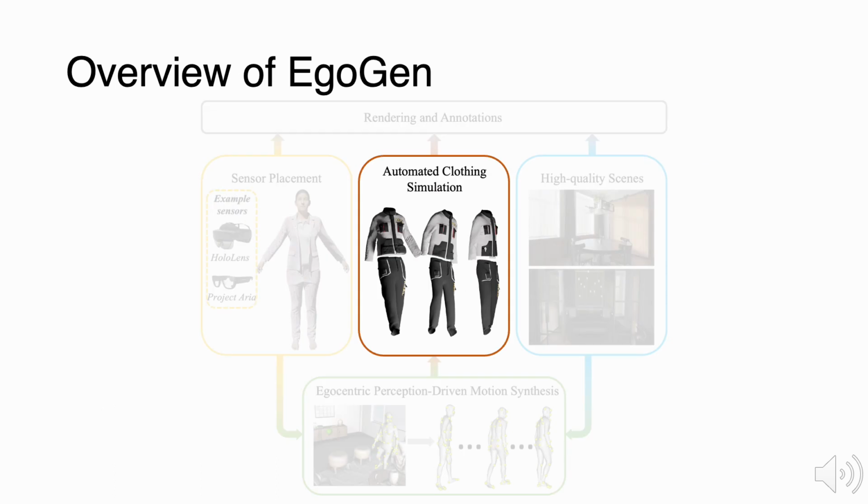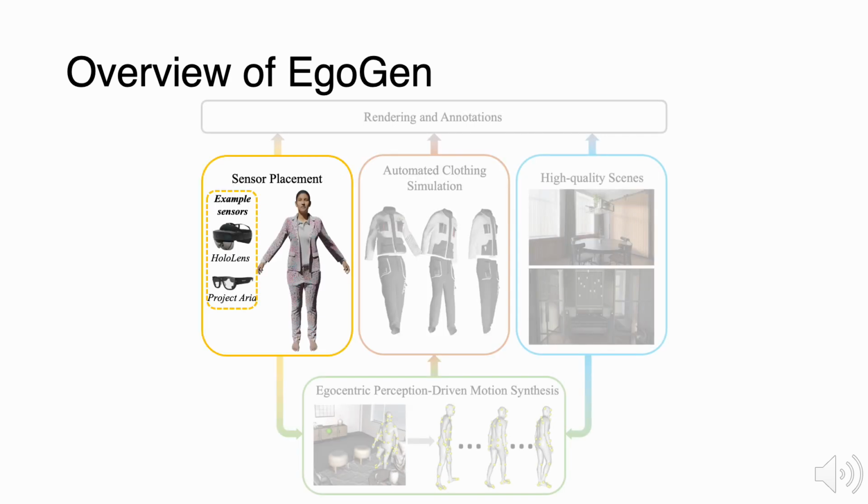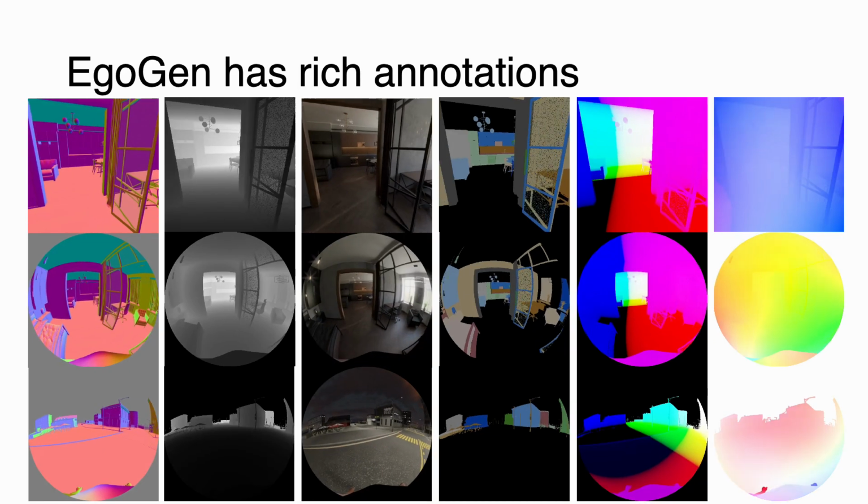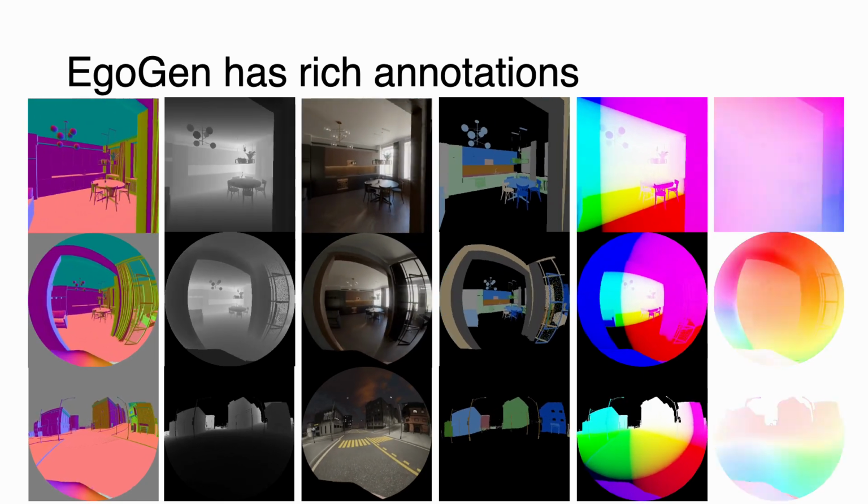Given an arbitrarily synthesized motion sequence produced by our generative human motion model, we outfit virtual humans in diverse 3D textured clothing by performing automated clothing dynamics simulation with a state-of-the-art neural network. The embodied camera placement module supports simulating various head-mounted devices with different camera models and camera rigs. By positioning the camera on the head, we generate photorealistic egocentric synthetic data with rich and accurate ground truth annotations. EgoGen supports various cameras and camera rigs.